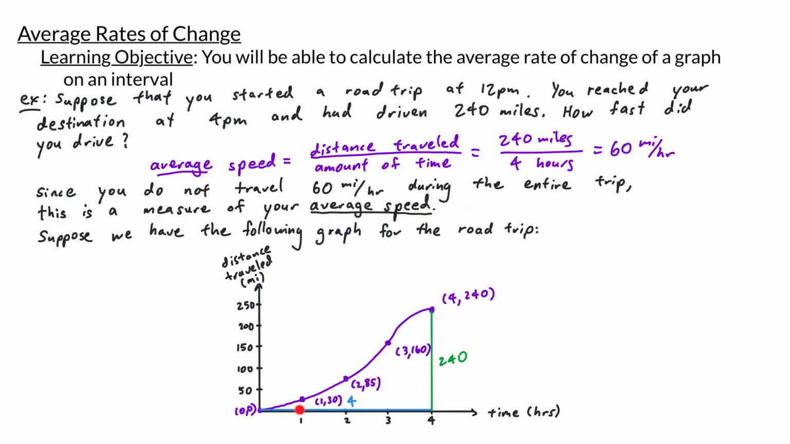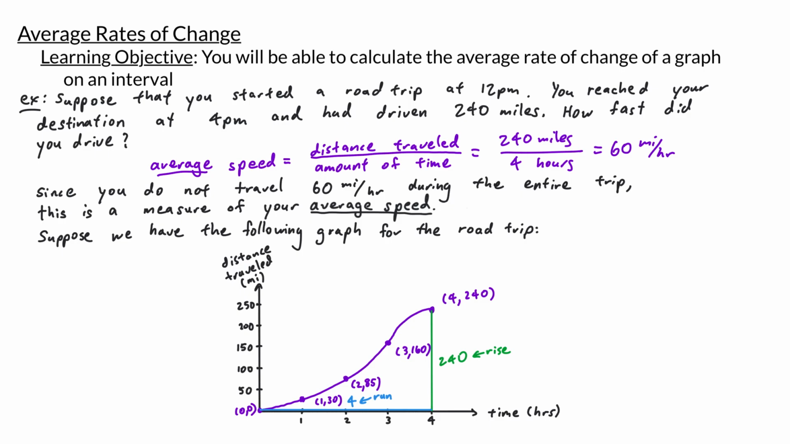Well, the blue length would be the run, or how much I go across, and this green length is the rise, or how much I have to go up. So when we calculated the average speed by doing 240 divided by 4, we're doing rise divided by the run. Now, if you remember, if we do rise divided by run, what we're doing is we're calculating a slope of a line.